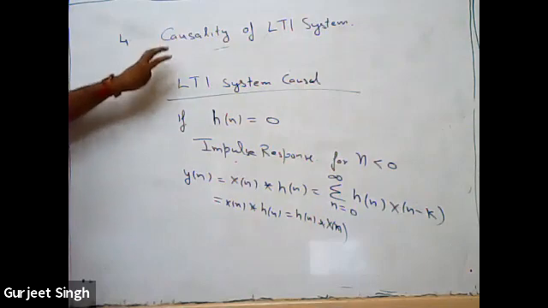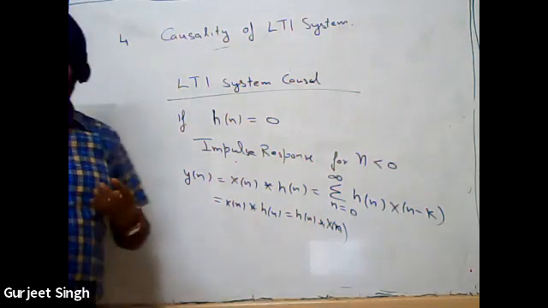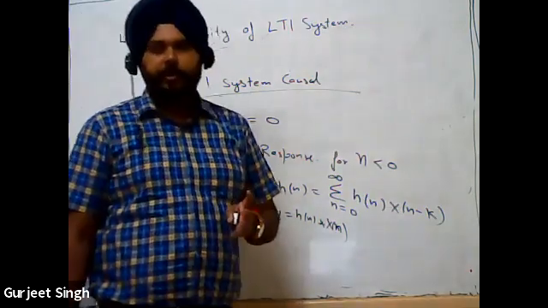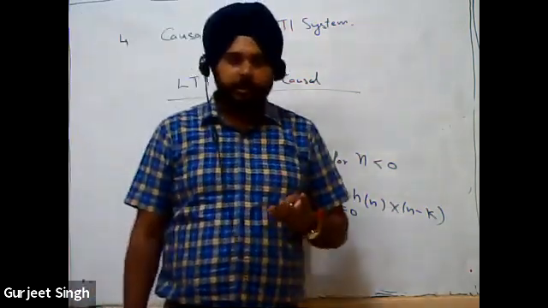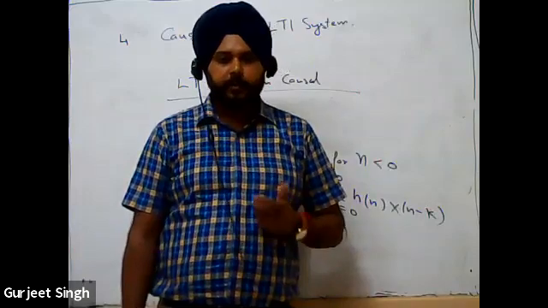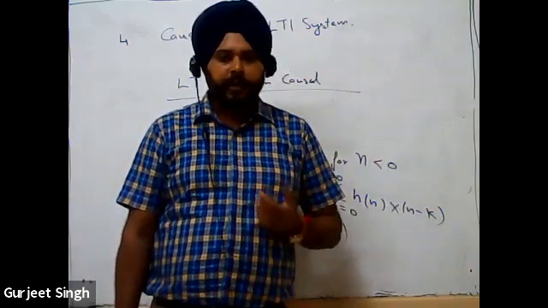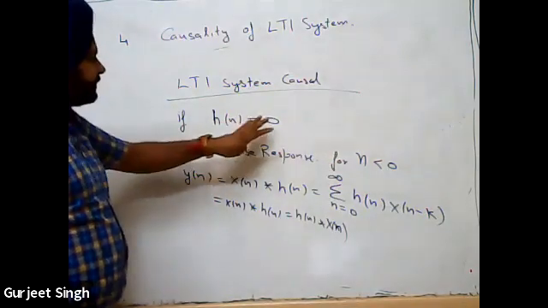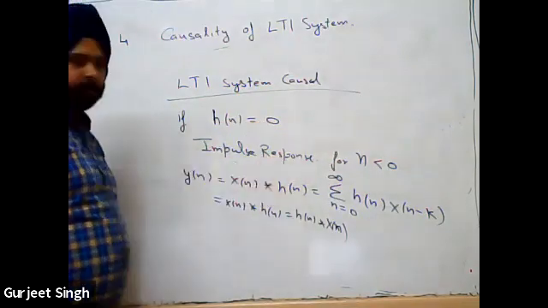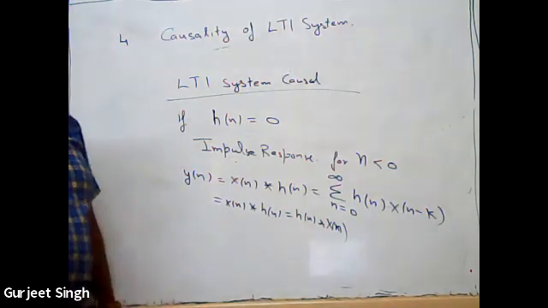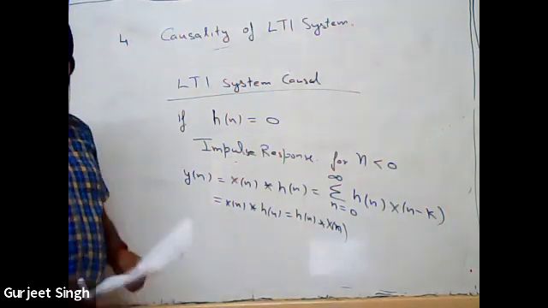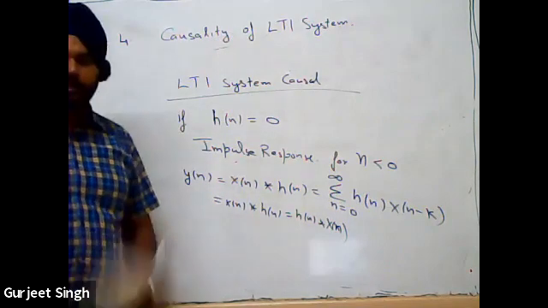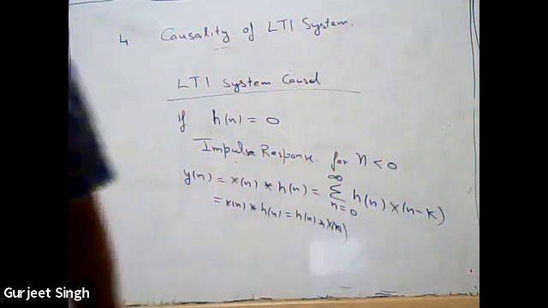Normally, if asked what is the causality condition of the LTI system, you simply say that the LTI system is causal if the impulse response is equal to 0 for negative values of n. Means the value of h[n] is 0 for the negative values of n, then our system is the causal system. That is our causal LTI system.